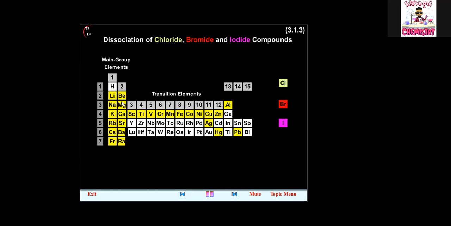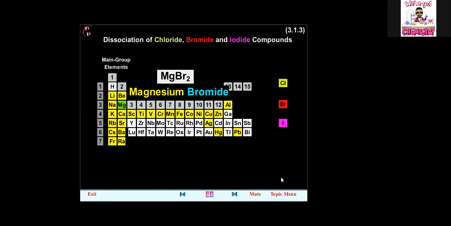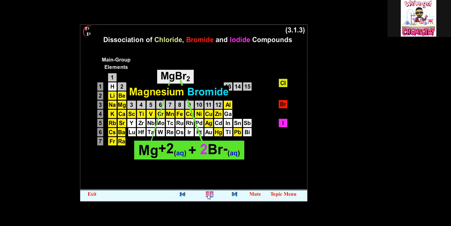All right, let's pick another one from group 2. Mg+2, magnesium ion. Br-1, bromide ion. Magnesium bromide. MgBr2 is soluble in water. When dissolved, it breaks down into Mg+2 aqueous and 2Br- aqueous.